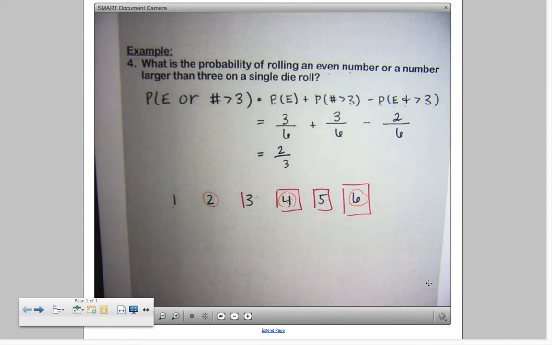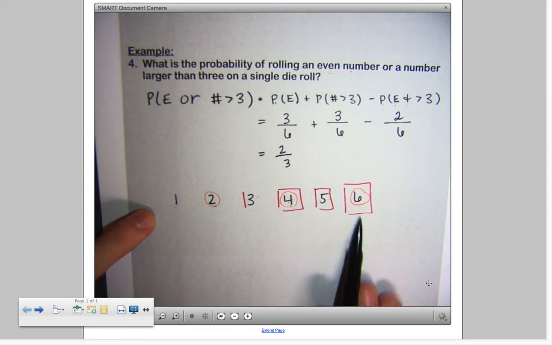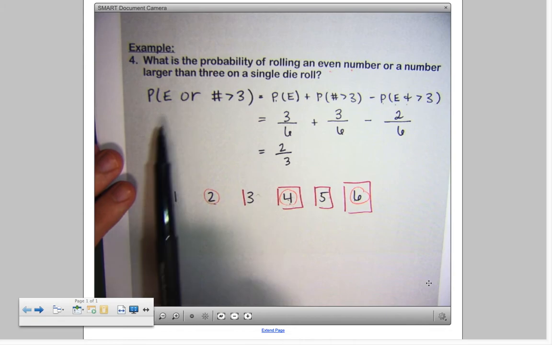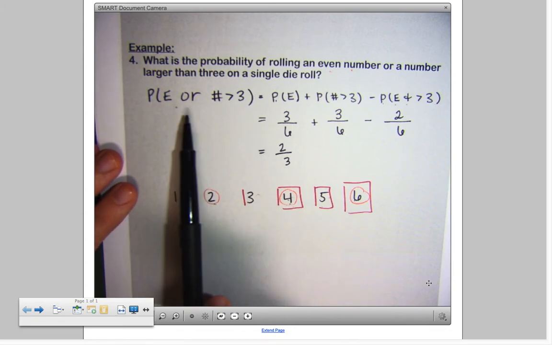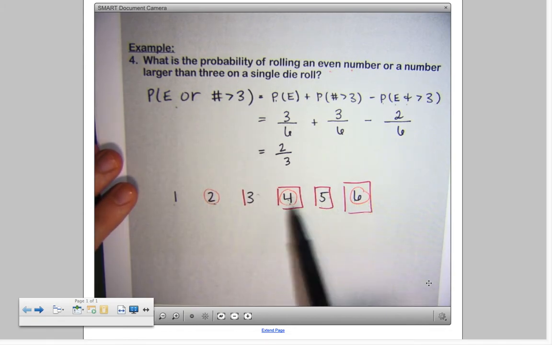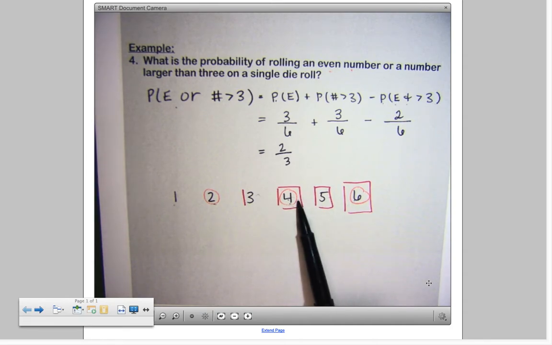So sometimes it's easier to list out all your outcomes, and you can go ahead and do that. Again, these two are not mutually exclusive because right here we have even numbers that are greater than 3. So the events happened together, or they had a common outcome.